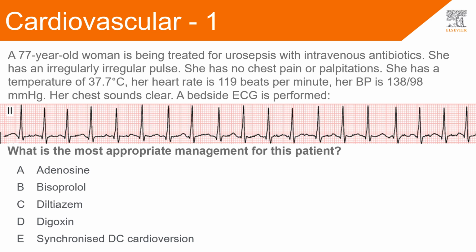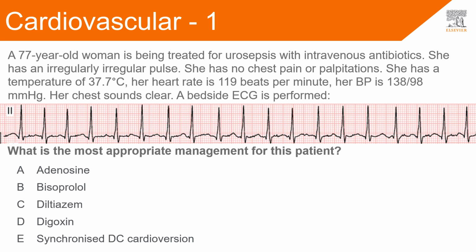The question asks: what's the most appropriate management for this patient? Is it option A, adenosine? B, bisoprolol? C, diltiazem? D, digoxin? Or E, synchronised DC cardioversion? I'll give you a couple of seconds to have a think about what this could be.